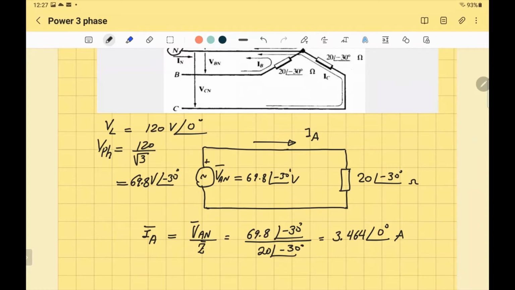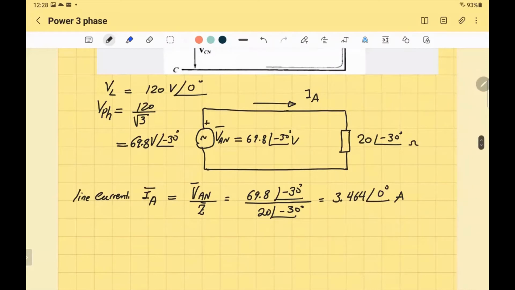How can you find the current IB and IC? First of all, this is the phase current. I just did it for one phase in front of us. We call it one line diagram or equivalent one line diagram or equivalent phase. So that was a phase current. But because we are working with a star connection, line current is equal to the phase current. So this is line current also.